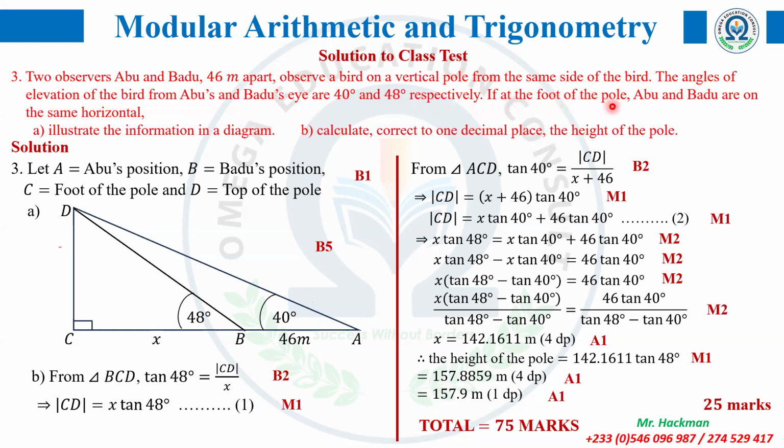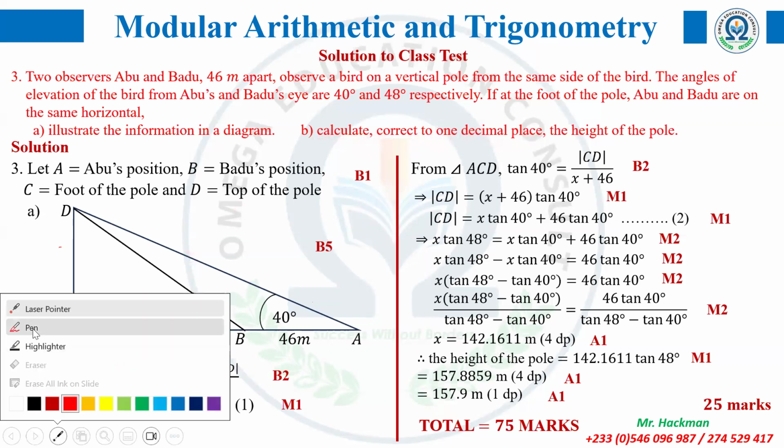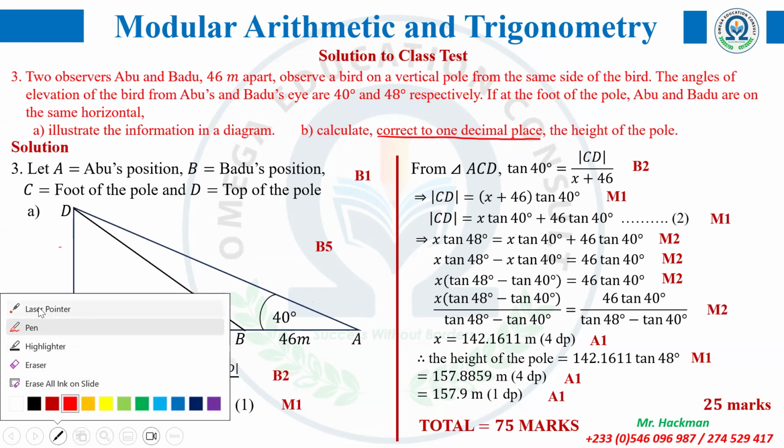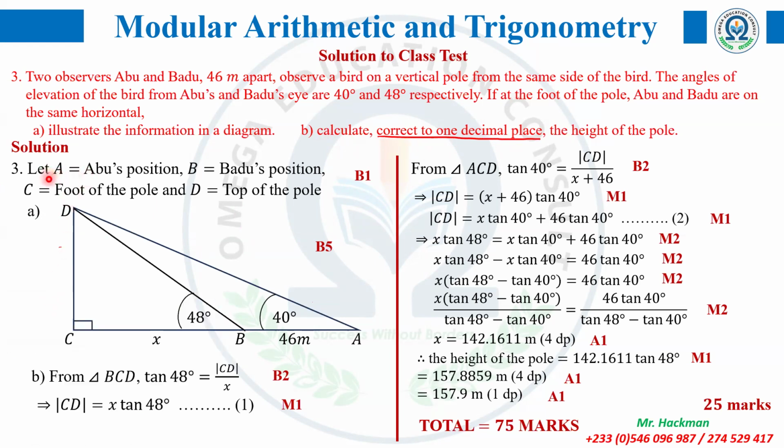If at the foot of the pole, Abu and Bedu are on the same horizontal: A, illustrate the information in a diagram, then B, calculate, correct to one decimal place, the height of the pole. So there is a required approximation here, and we need to underline it. Here again, you need your representation, because in the diagram we will be using points. It is better that you don't use the names. So use points.